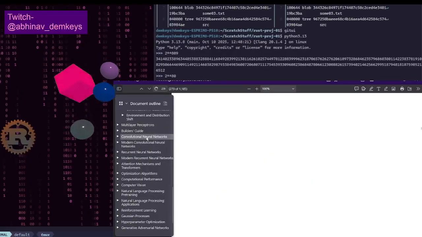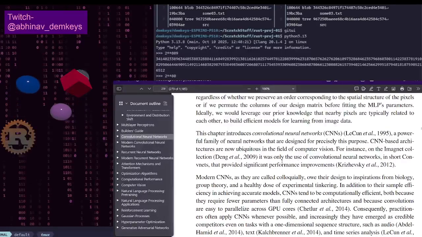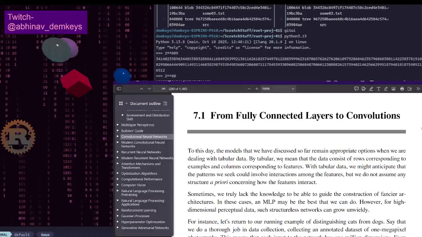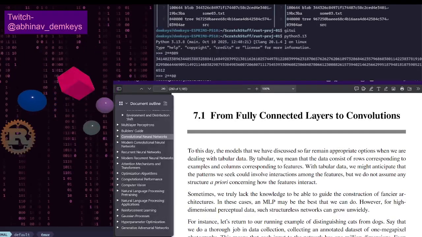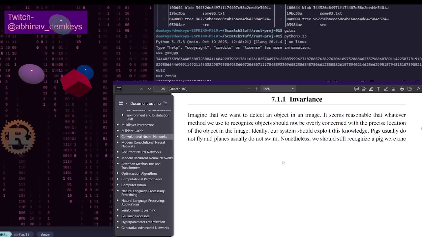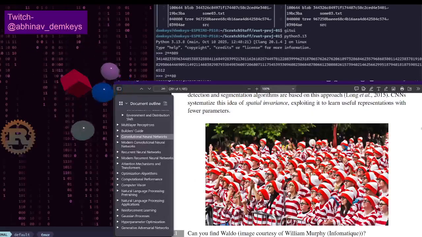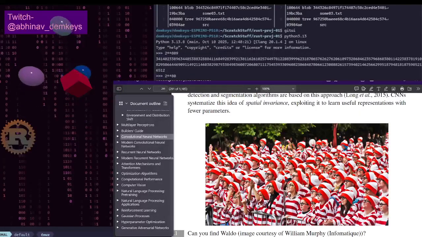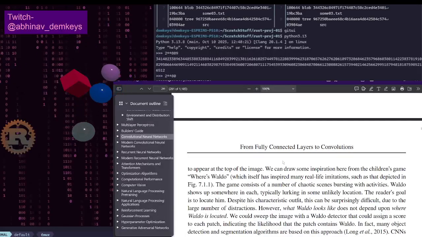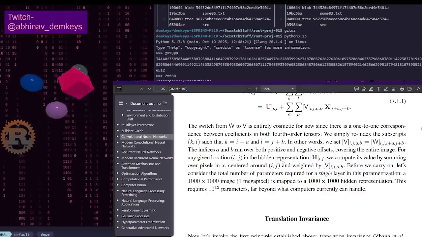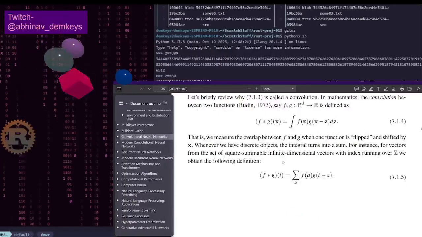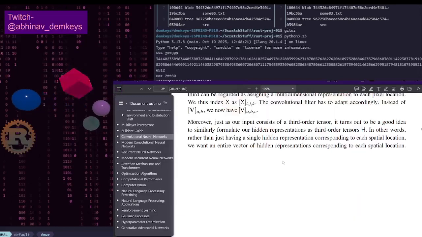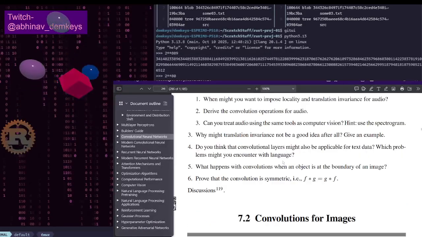All right. How does the convolutional neural network section look? From fully connected layers to convolutions. I thought this was candy. At a quick glance, as I was going through this, the entire image looked like candy. Okay. So they explain the math, and I want to look at what the code looks like.